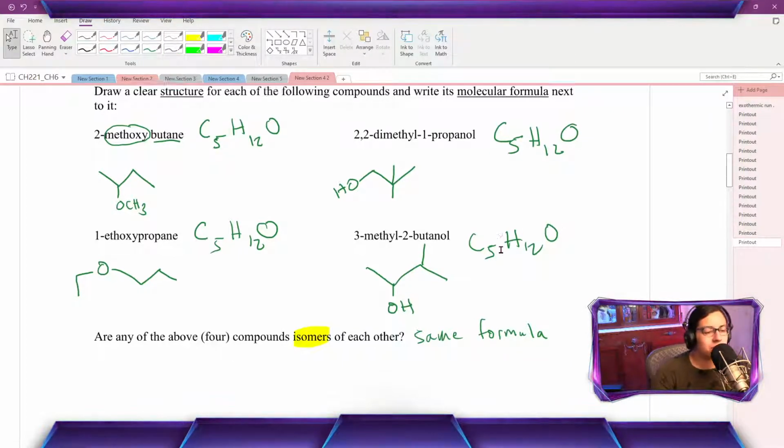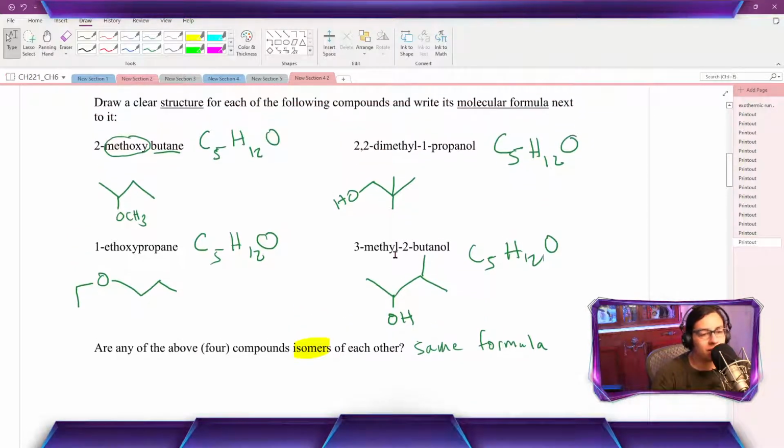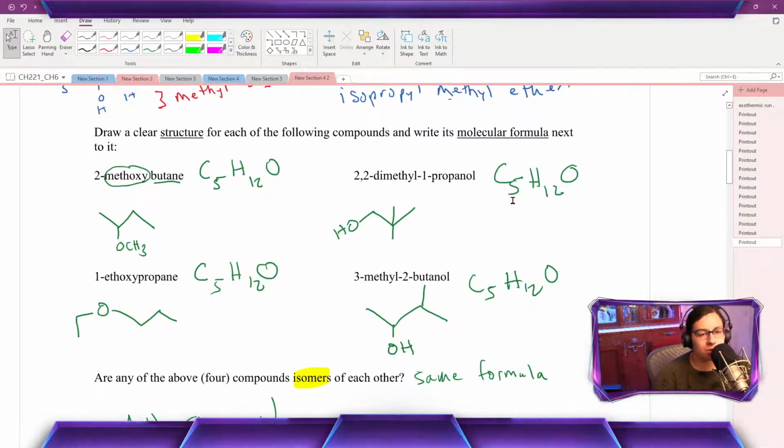Now this question asks, are any of the 4 above compounds isomers? Well, we said isomers have to have the same formula. So actually, they're all isomers of each other. They all have the same formula. They're just different structurally.